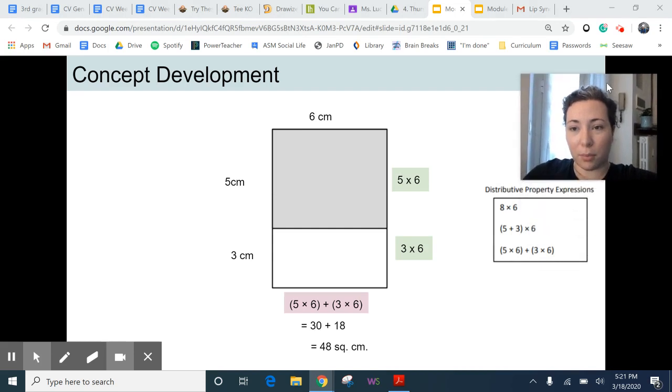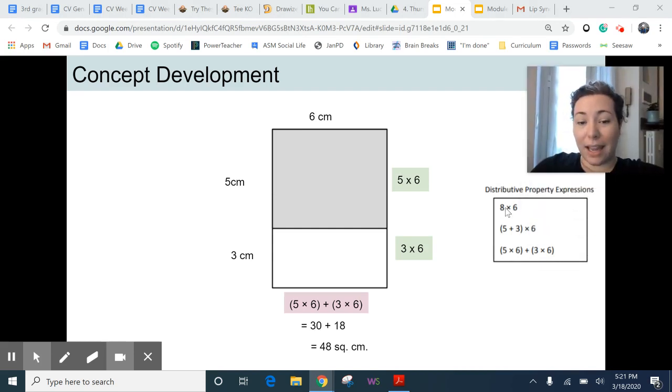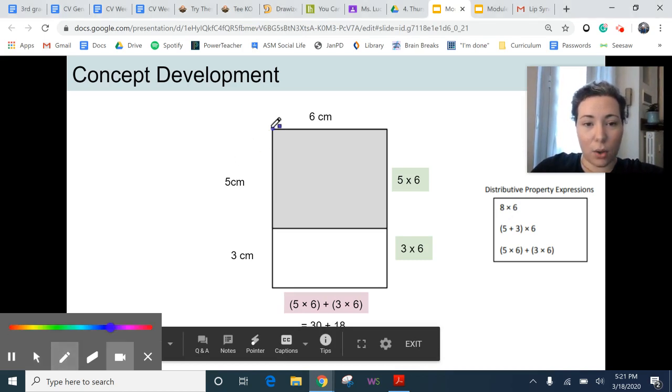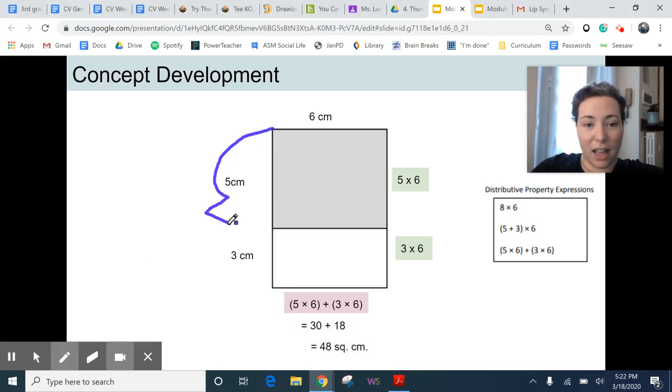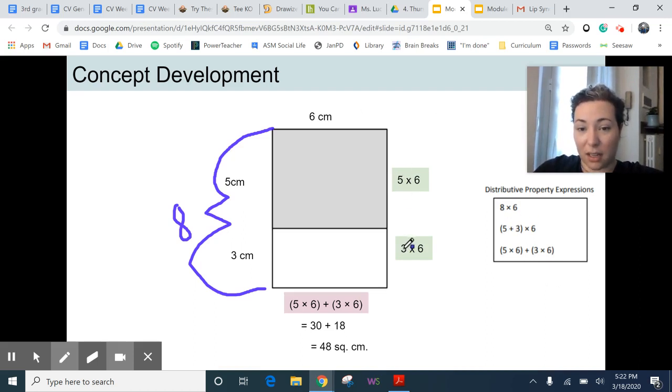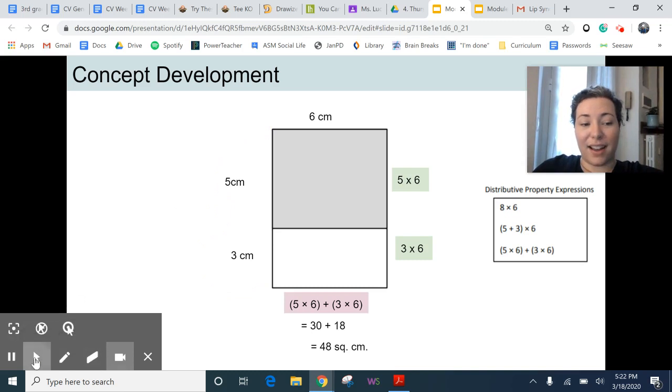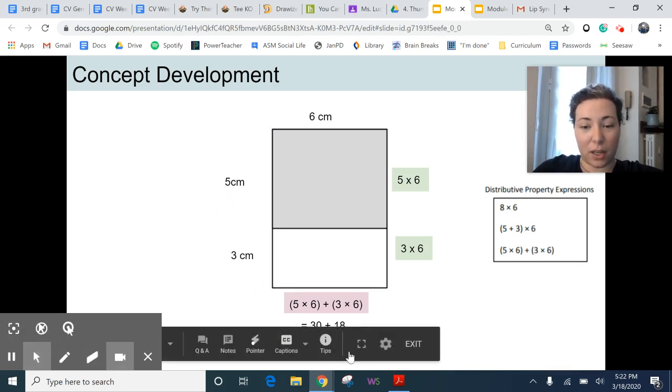When we think about the distributive property, we would write it like this. 8 times 6, which is what we end up doing, because if we add this whole side here, the 5 and the 3, we actually get 8 centimeters. So you can do these different steps, but in the end, 8 times 6 would be the same as doing 5 plus 3 times 6, and then you end up getting 48 square centimeters.